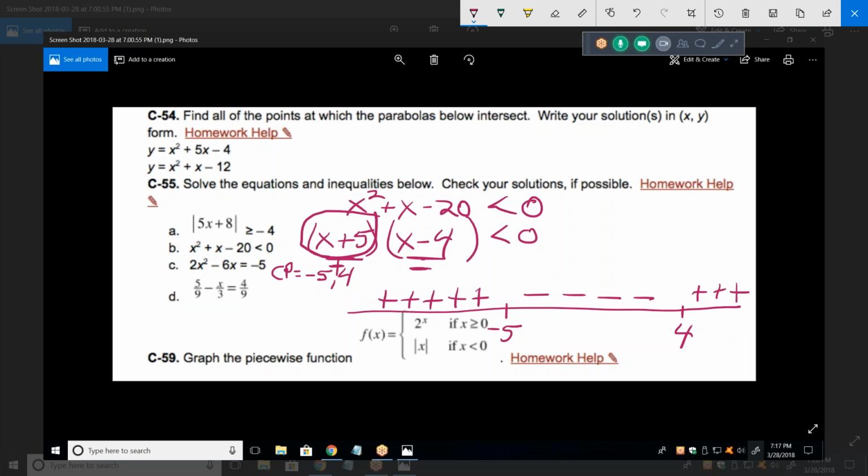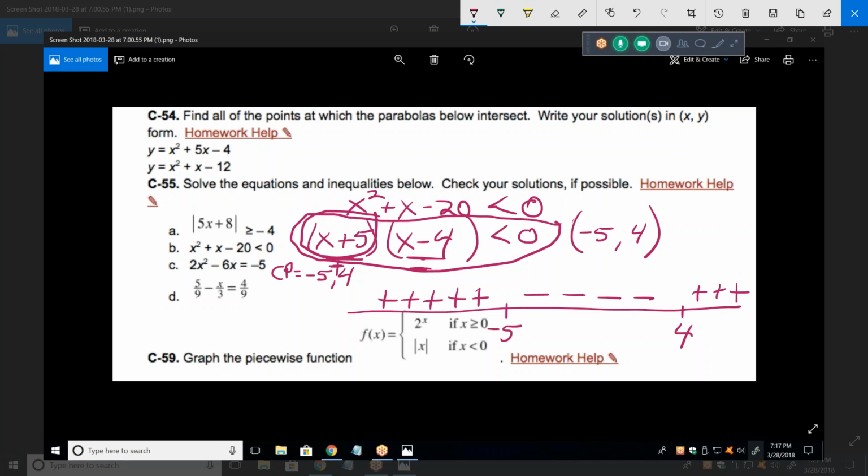So what's my solution to this problem? You can now read it from the line chart. Where is that product less than 0? From -5 to 4. That's the answer. If you do interval notation, it's -5, comma 4. That's the solution.